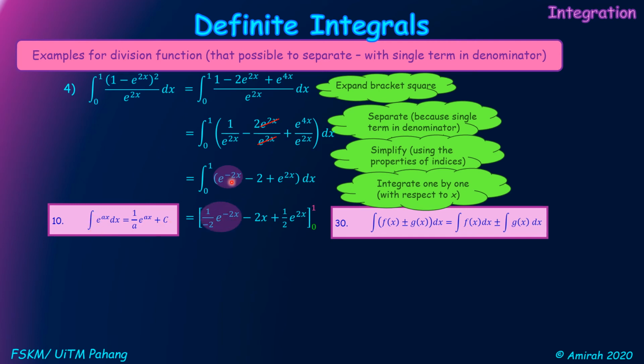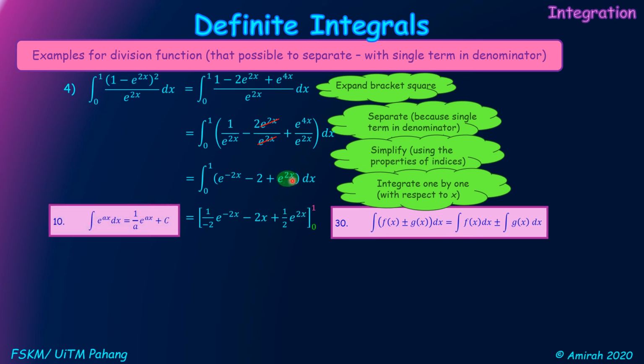Okay? So now our a equals negative 2. So after we integrate e to the power of negative 2x, we will get 1 over negative 2 e to the power of negative 2x, where a means negative 2. And then to integrate 2, we can refer to the integration of 1. If we integrate 1 dx, we get 1x, which is x plus c. So if we integrate 2 with respect to x, we will get 2x. Okay?